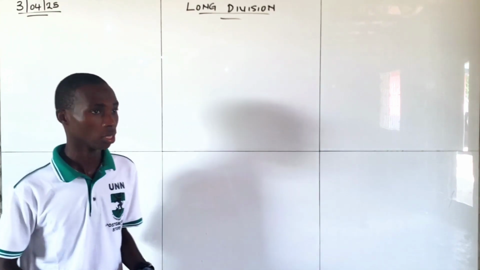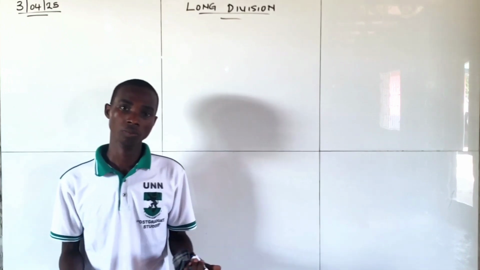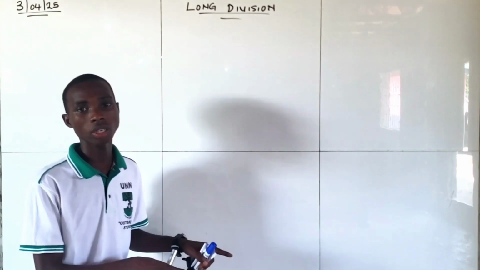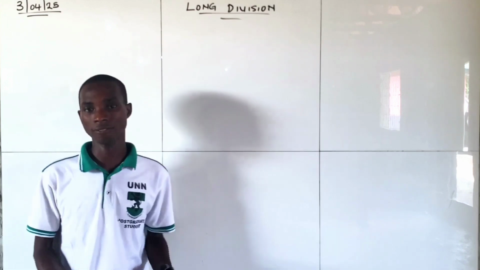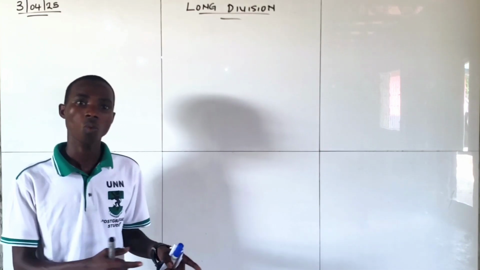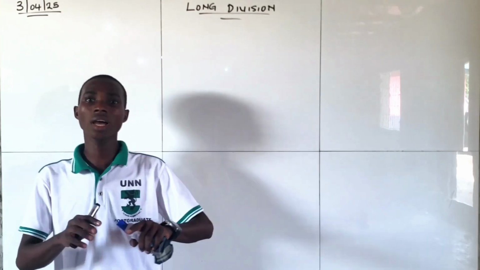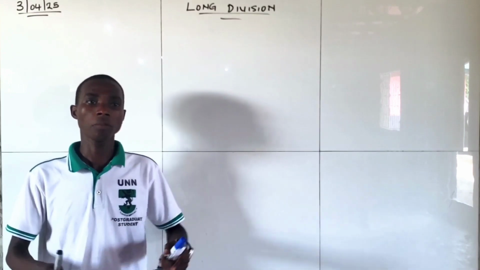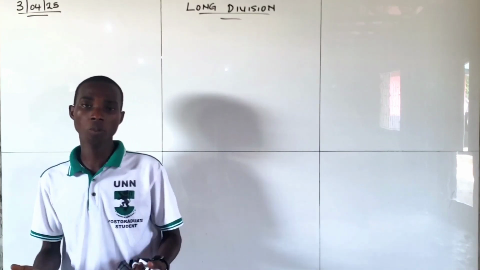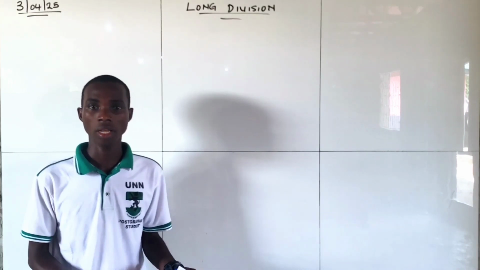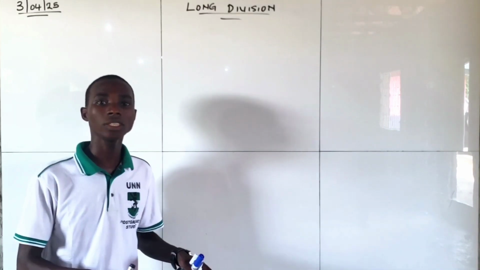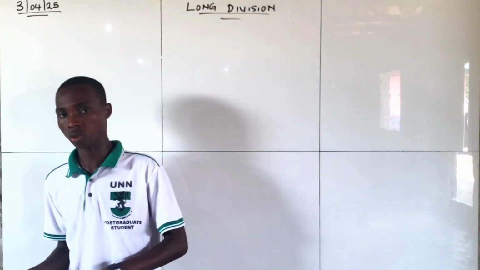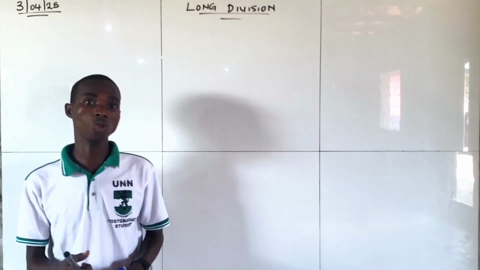So now let's start. What is the difference between long division and normal division? There is just a slight difference. With long division, you consider a complex number, a bigger number, like a trillion or billions, and then divide by a one-digit or two-digit number. That's when you can use long division.